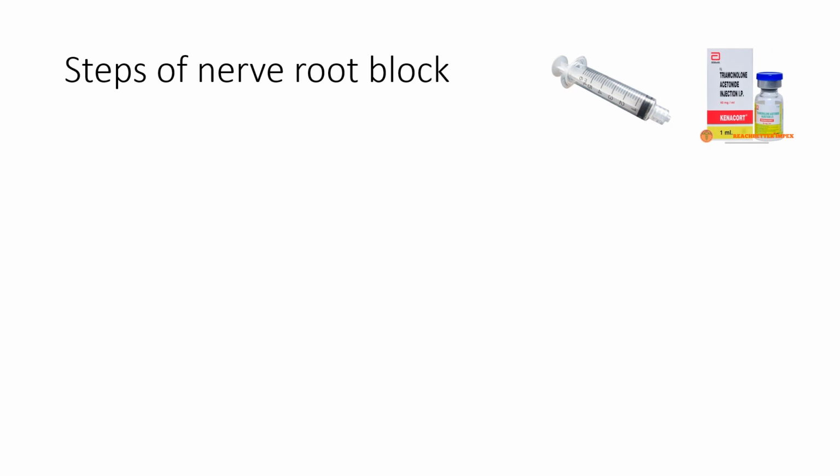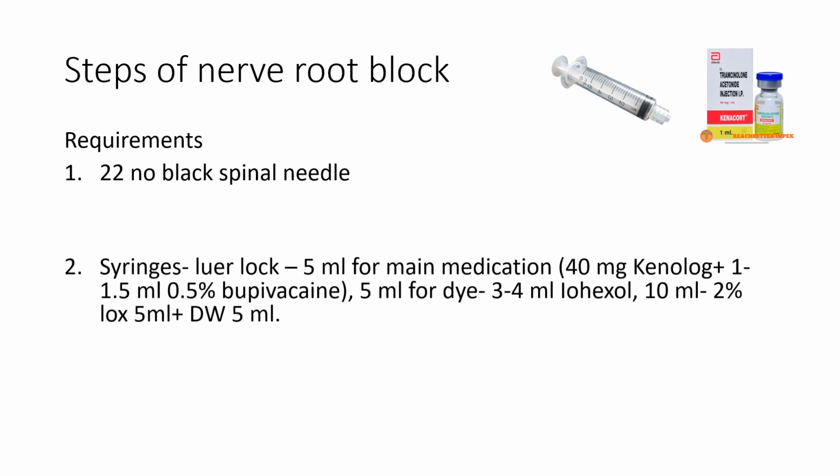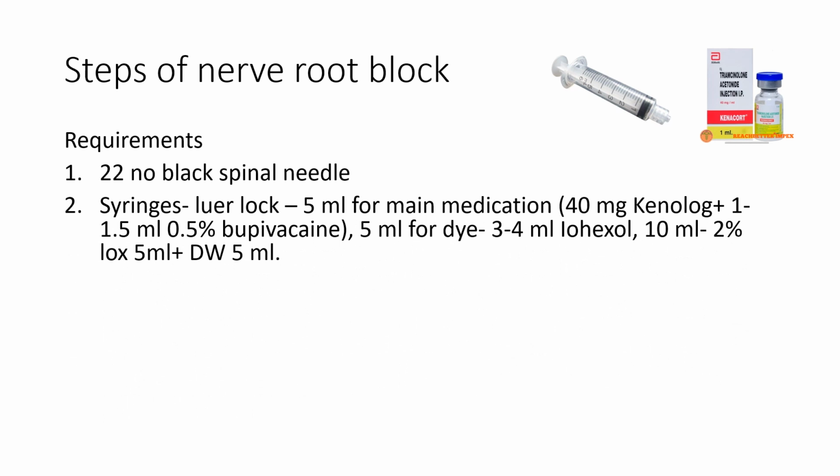Steps for the nerve root block. What injections and other things do you require for a nerve root block? First, I need a 22 gauge black spinal needle. Second, I need lever lock syringes. In a 5 ml lever lock syringe, I take 40 mg of triamcinolone plus 1 to 1.5 ml of bupivacaine. And in another 5 ml syringe, I take 3 to 4 ml of iohexol dye.